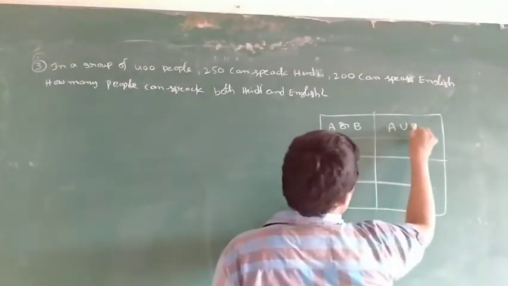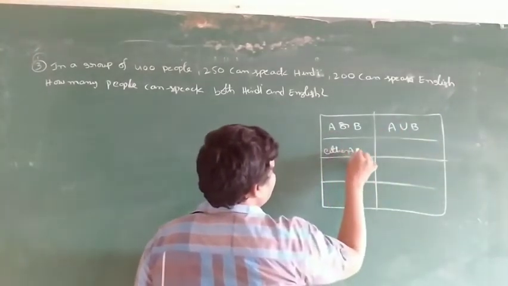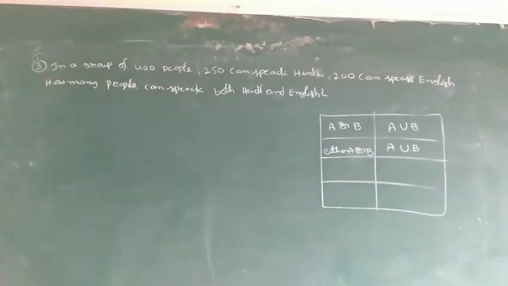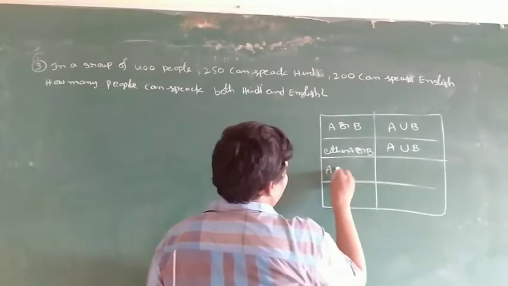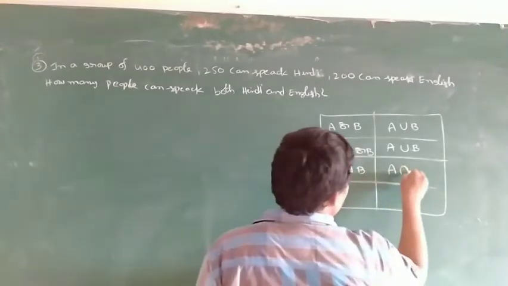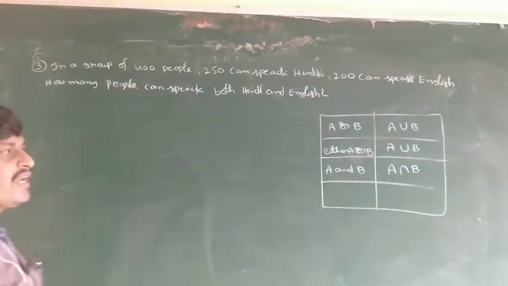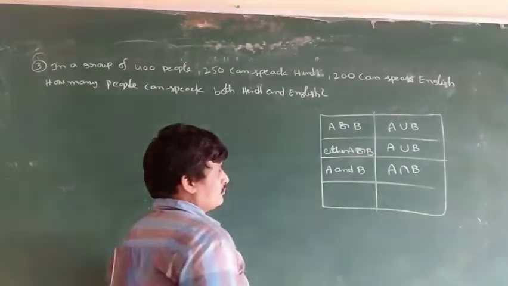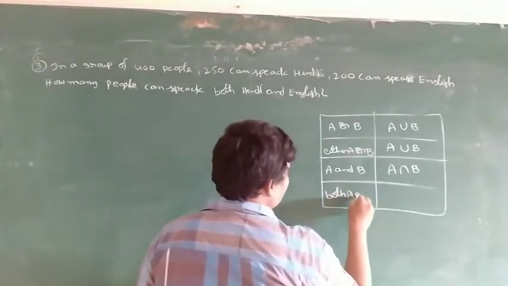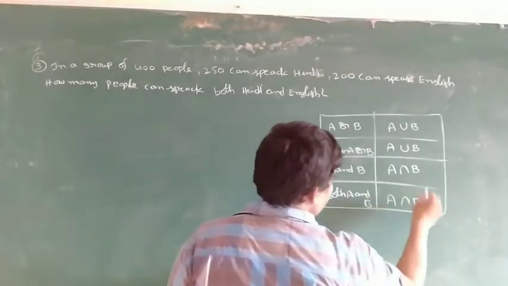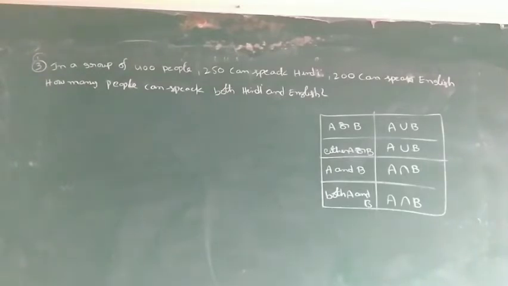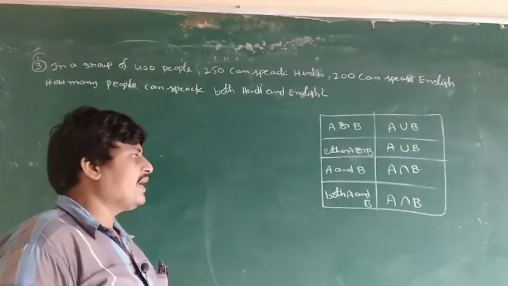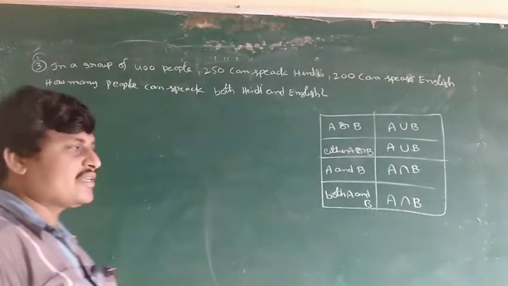A or B means A union B. Either A or B also means A union B. A and B means A intersection B. Both A and B is also A intersection B. So either A or B means A union B, and both A and B means we have to calculate A intersection B.